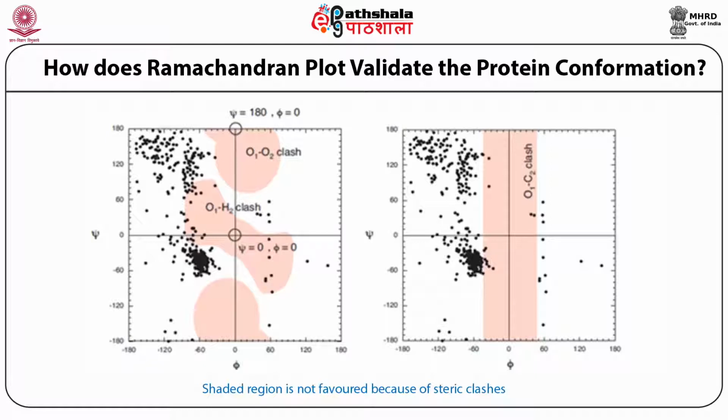In both the diagrams, the shaded regions show what type of clashes are possible. For example, in the first diagram you can see an O1, O2 clash. These are the regions where O1 and O2 collide with each other, so these areas are not allowed, meaning these phi-psi combinations are energetically unfavorable. In the same way, in the middle region you can see an O1, H2 clash, meaning in this phi-psi combination O and H collide, which is energetically unfavorable. In the second diagram, the shaded region explains an O1, C2 clash. So mainly the shaded areas are not allowed because of steric clashes. They are unfavorable for energy reasons.